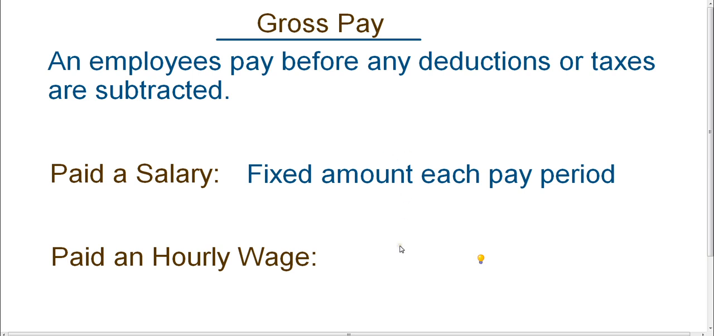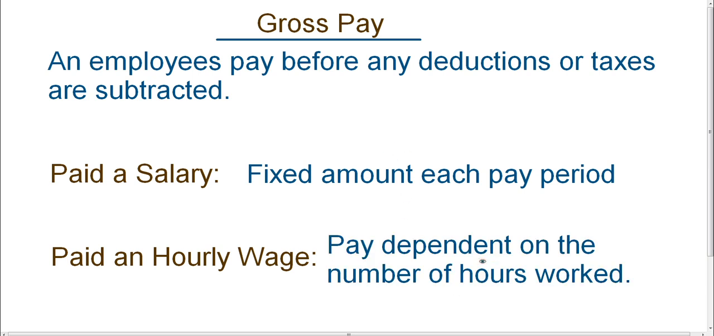You may decide to pay an hourly wage, and that means that their pay is dependent on the number of hours worked. So if your employee works 10 hours per week, they would earn less than if they worked 20 hours per week. So before you even begin to pay your employees, you need to decide whether you will pay them a salary or an hourly wage.